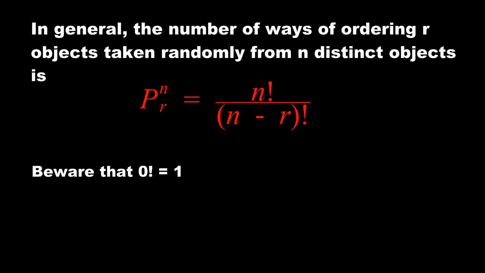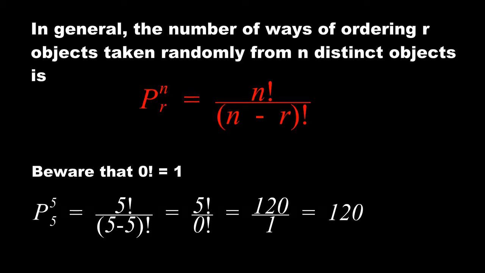In general, the number of ways of ordering r objects taken randomly from n distinct objects is given by this formula. One thing I need to remind you is that by definition, 0 factorial is 1. I can explain that, but to make the video more concise, I've chosen to omit it. We will see in an example why this is needed. Let's say we want to compute something we already know. That's the number of permutations for ordering 5 balls out of 5. We already know the answer is 120, but if we apply the permutation formula, we'll see at one point we need to evaluate 0 factorial. So please remember that 0 factorial is 1.